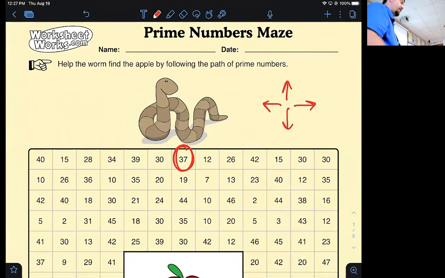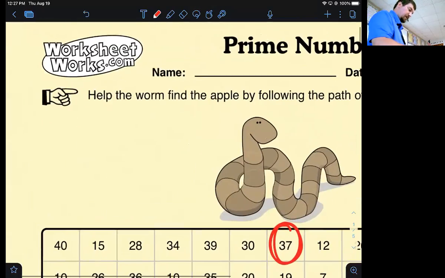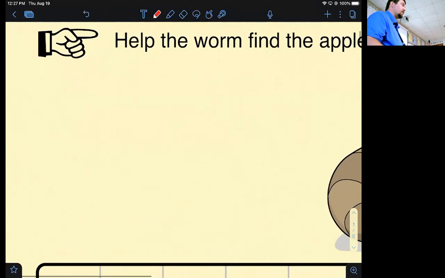So I'm going to go ahead and make a list for you guys of our prime numbers. I'll make it over here. I'll just write small. What do you think our very first prime number is? The smallest one. Not 1. 2.